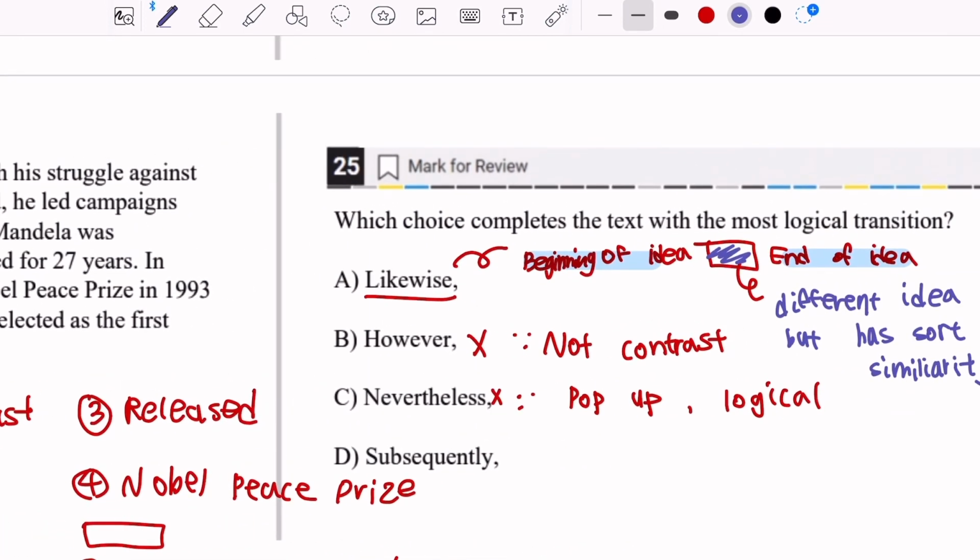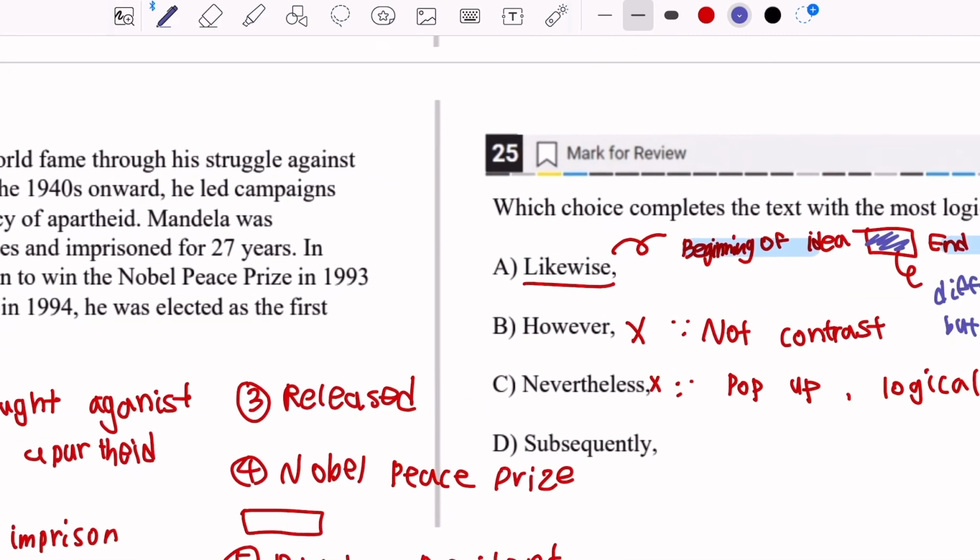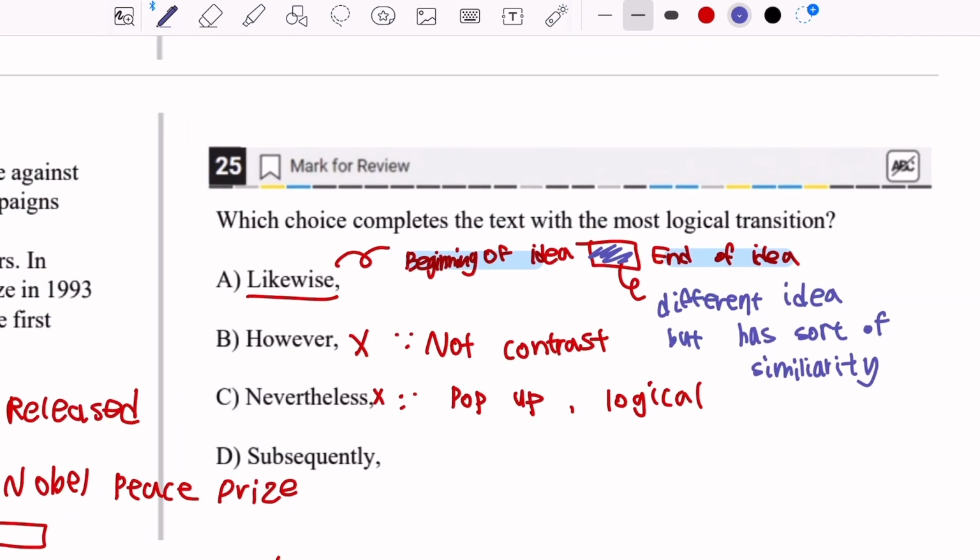It's just like a short history of the life of Nelson Mandela, right? So since they're not different ideas, it's just listing his life. So likewise is not the answer.